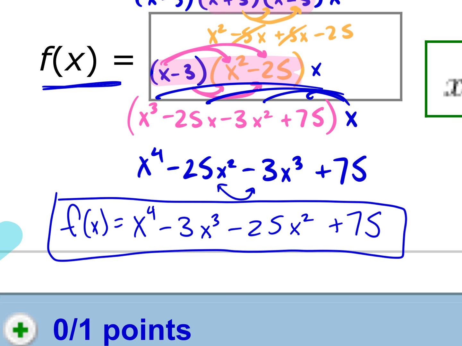Yes? Yeah, because we distribute the x there. So it should be 75x.